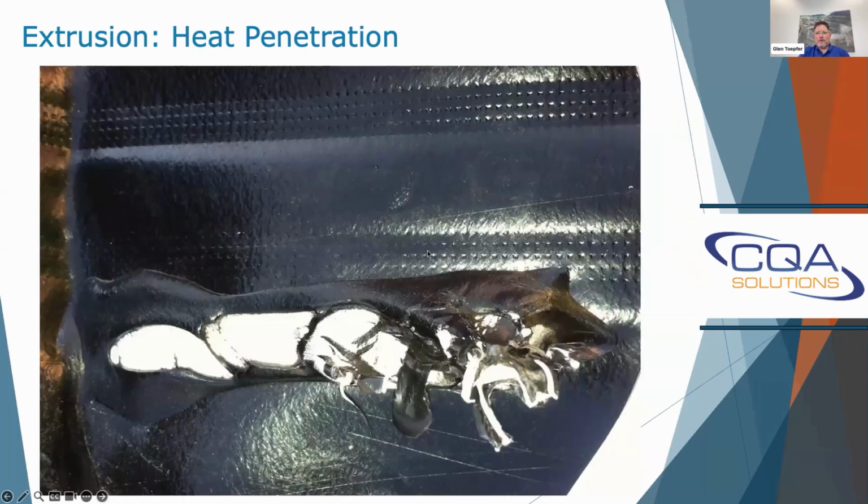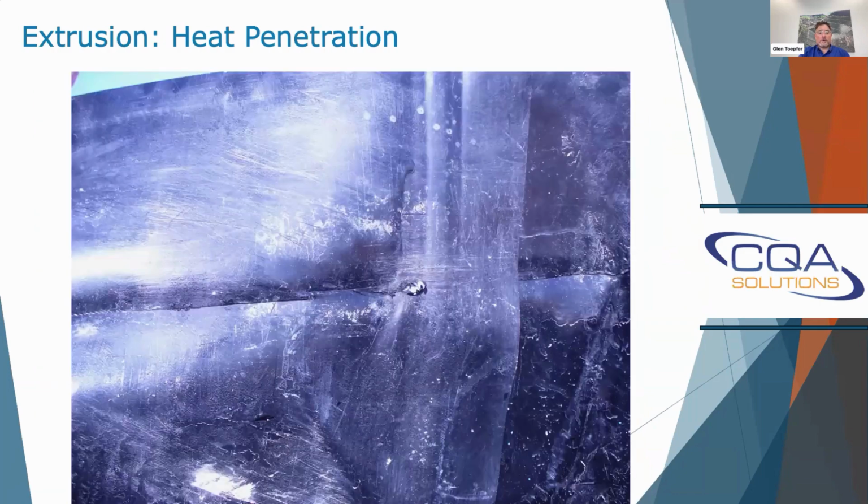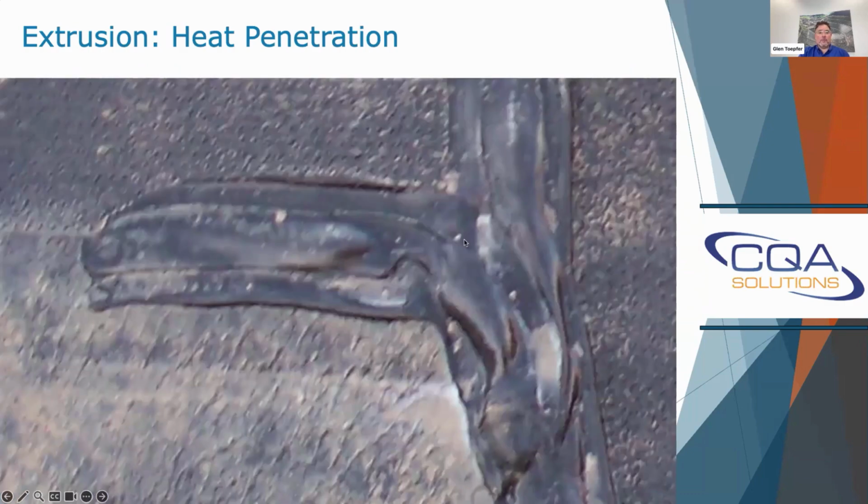Another example here of the heat penetration, and this one burned completely through, and this one was at a T, and that's where it's common to have burn through on an extrusion weld: the T bead, because they're overheating that T area several times in the formation of the T. This one is another burn through at a T. And you can see the T weld here.